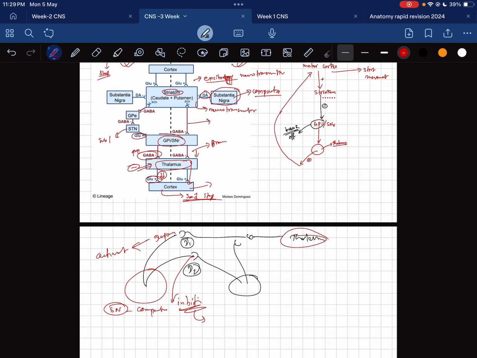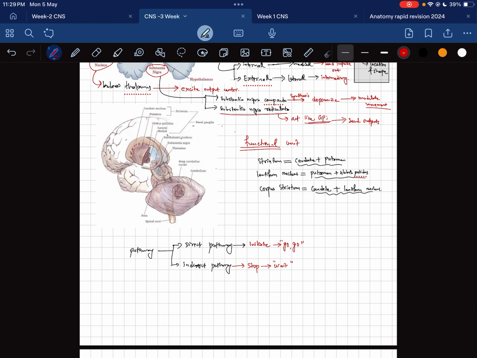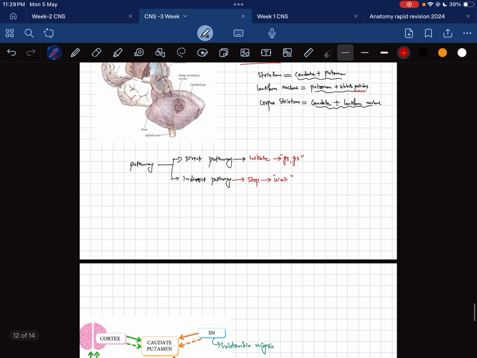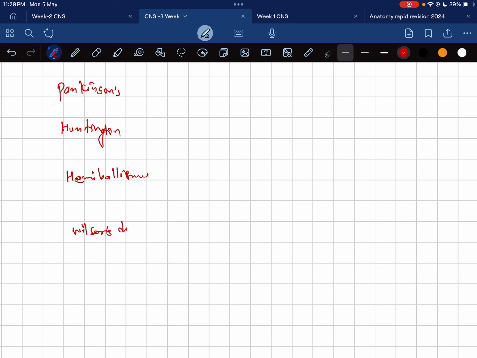So this is the dopaminergic pathway. And when we look embryologically, there is some development, so I am not going to discuss these things. I am going to discuss briefly the diseases. There is Parkinson's disease, Huntington disease, then hemiballismus, then Wilson's disease, then dystonia.